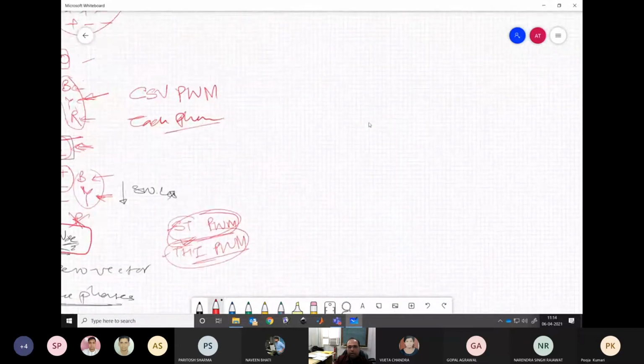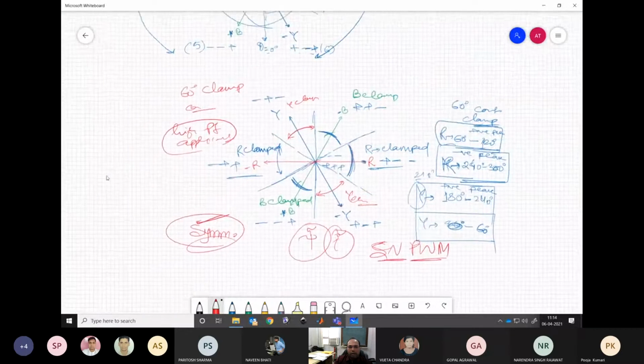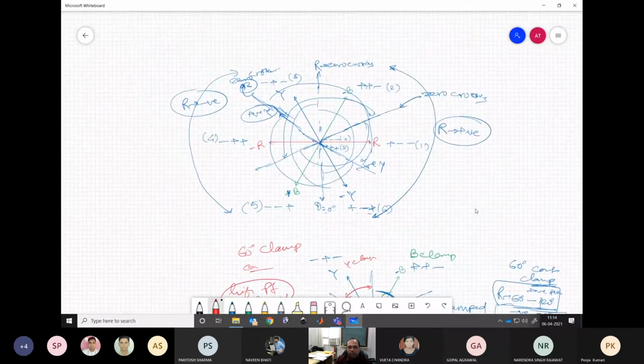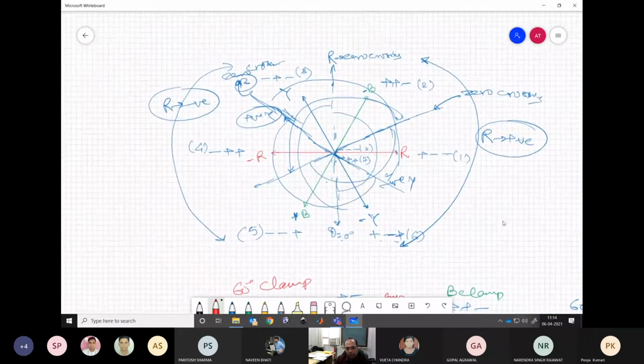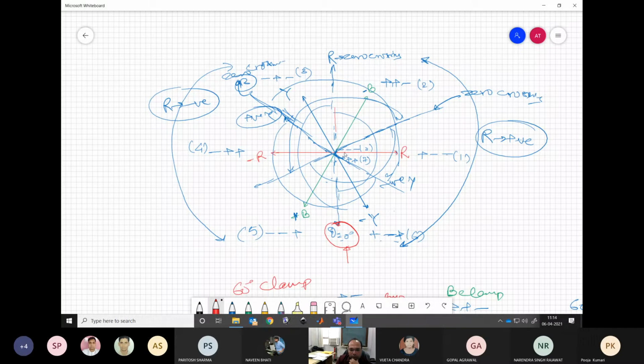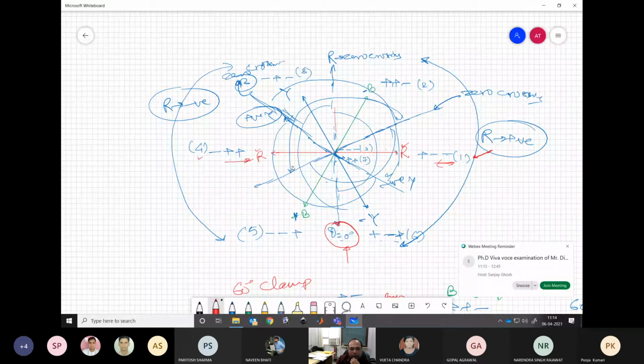Then we tried to see in the complete hexagon what is happening with different vectors or different phases, just to understand where we can clamp which phase. If we take theta equal to 0 as our reference point, then the R positive and negative peaks happen along this R axis. Along this vector 1, plus minus minus, we have the R positive peak, and along this vector 4, minus plus plus, we have the negative peak of R.